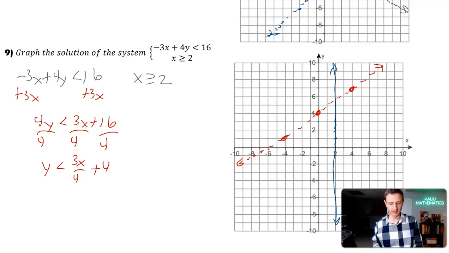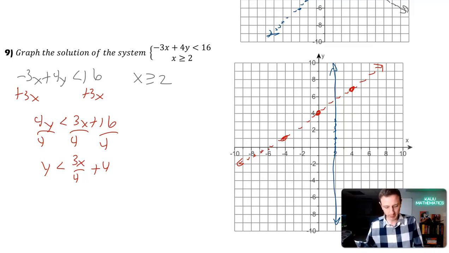So let's see if we can piece this together. So for the y is less than 3x over 4 plus 4, I want all the values less than that. So less than that is going to be underneath the line. And then for x is greater than or equal to 2, I want all the x values greater than 2. So it's going to be highlighting out to the right. So we're highlighting out to the right for the blue line, the vertical line. And then we're highlighting underneath for my red line.